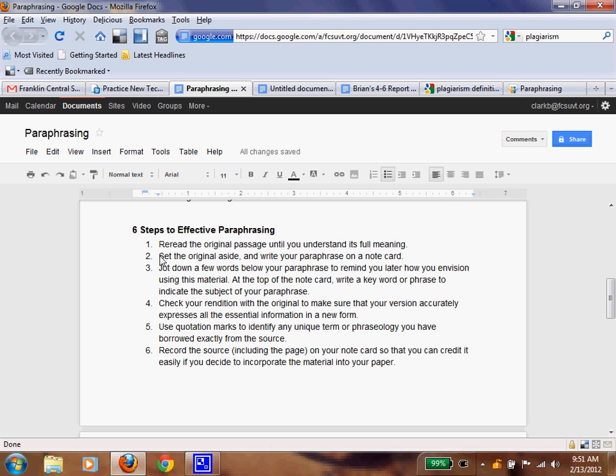And when you do that, I want you to write your paraphrase on a note card. You don't need to do that, we have it in our grasp already. And then you're going to jot down a few words below your paraphrase to remind you later on how you envision this material. So what you're going to do really is just jot down some ideas that you got from the reading.